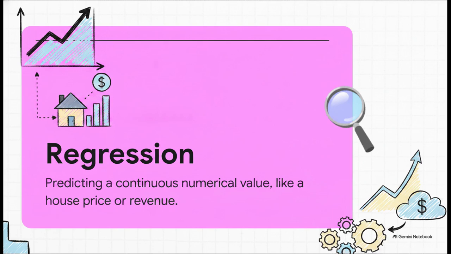Next up, we have regression. You're going to pull this one out when you need to predict a continuous numerical value instead of a category. Real-world examples would be forecasting a house's exact sale price down to the dollar based on its square footage, or maybe predicting your company's total revenue for the upcoming quarter.